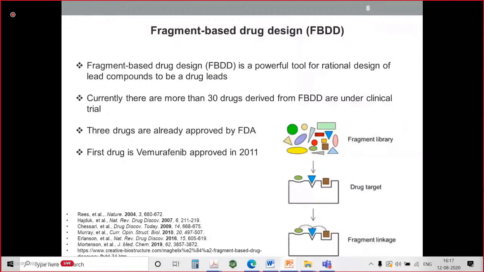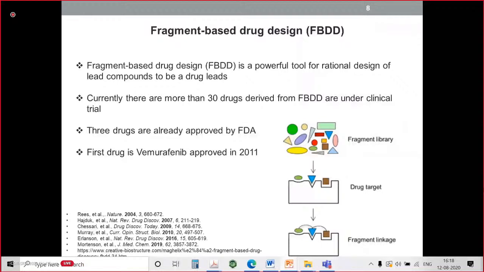So I'll be coming to explain what the actual fragment-based drug design is. I showed you the importance of how FBDD is growing in today's scenario. A lot of publications are coming around, and overall you can see 3 drugs have been approved by the FDA, and 30 molecules are under clinical trial.